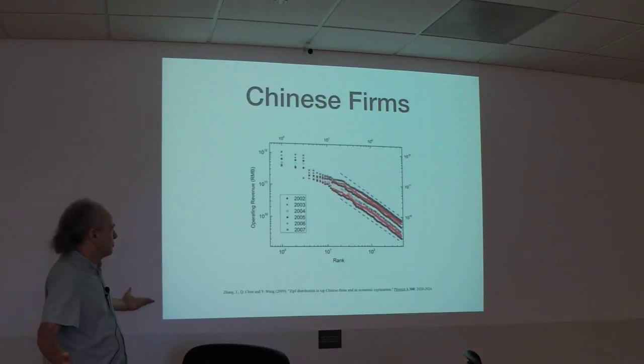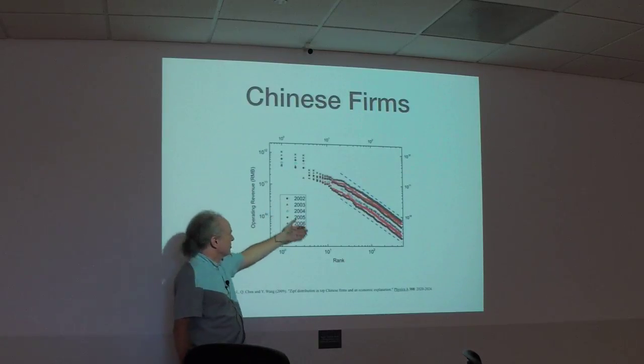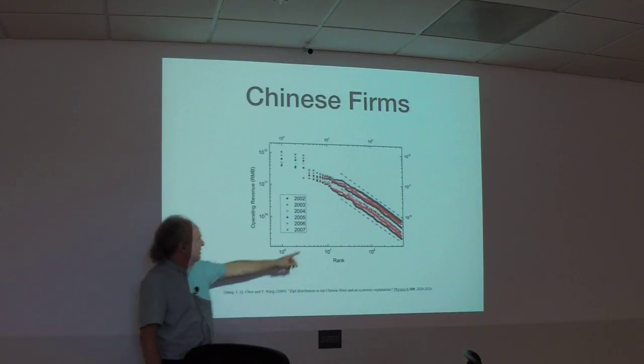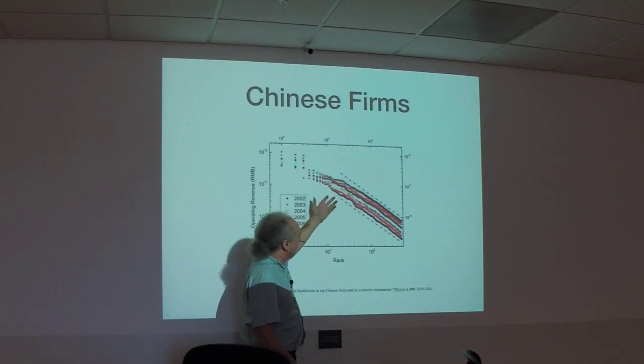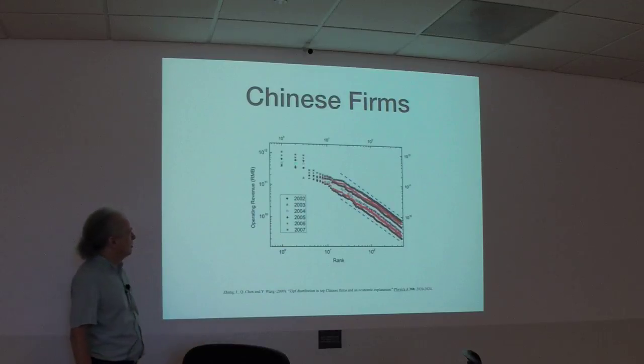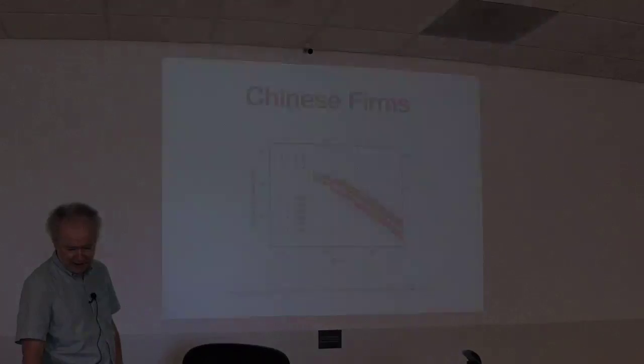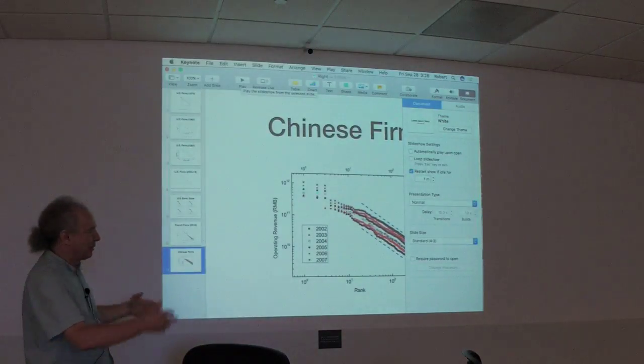Okay, Chinese firms, different years, bunch of data. Same general idea. But these are two lines. The blue lines are lines of slope -1 here, so cumulative. So, robust finding here.